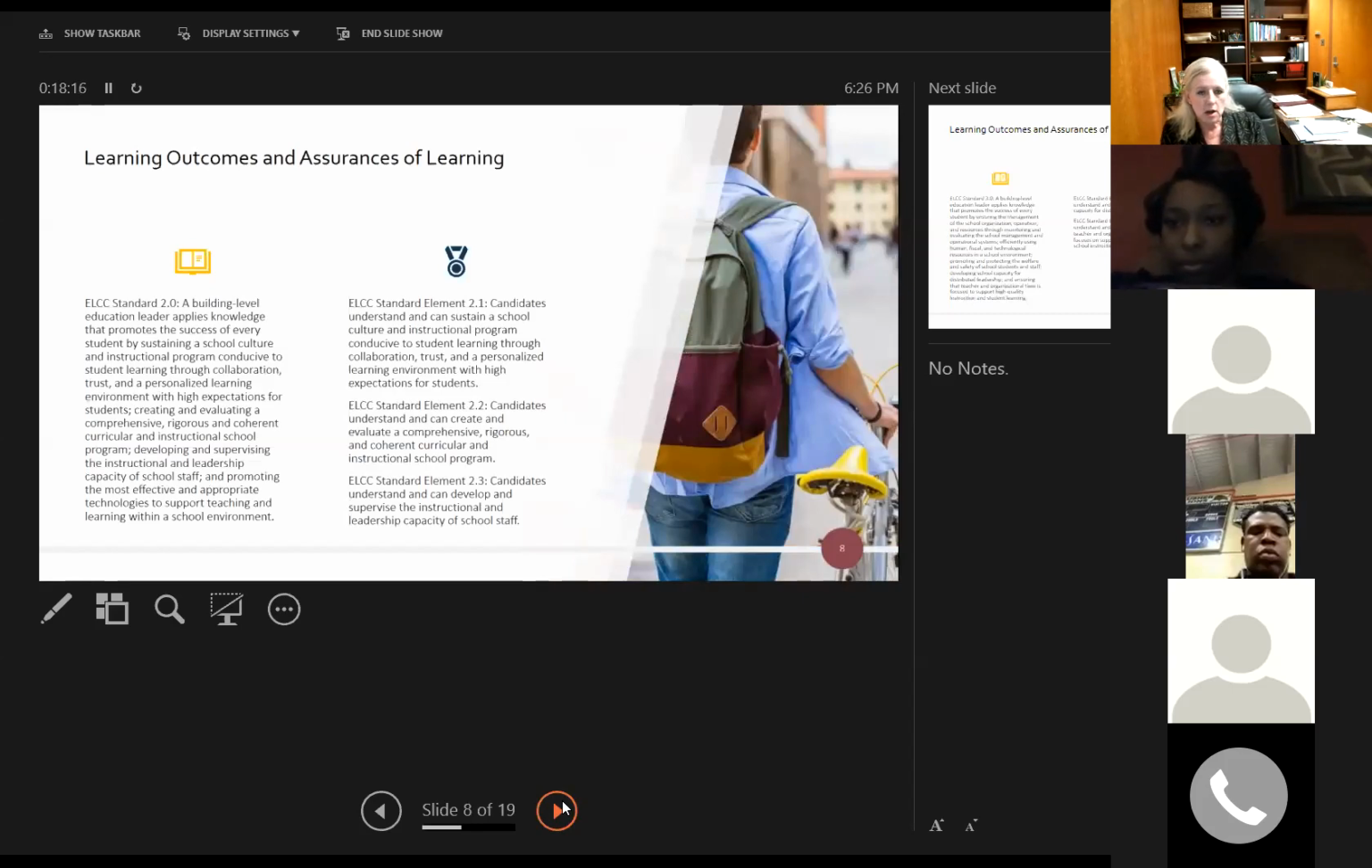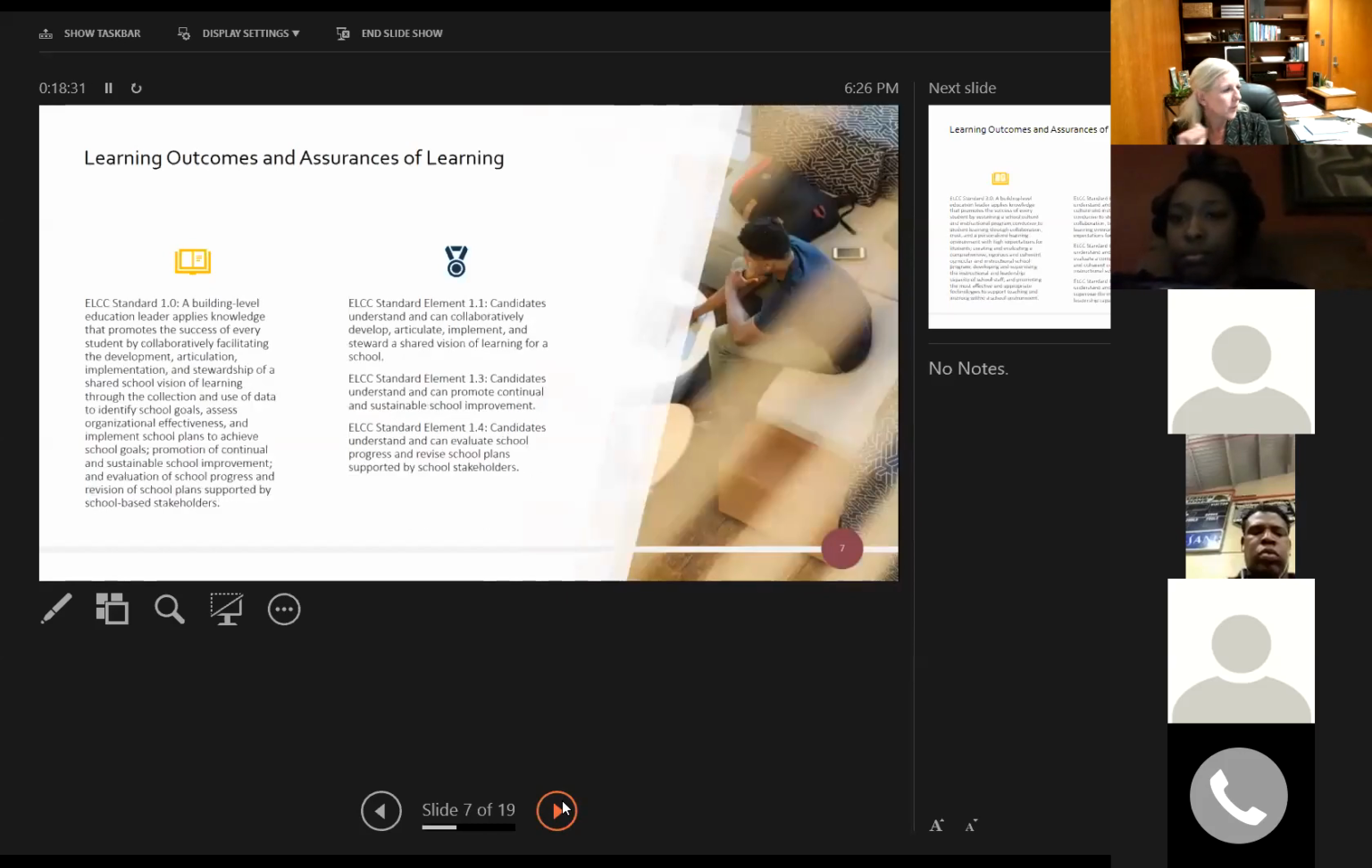We also are going to talk about and learn about culture within our schools and how to create that comprehensive, rigorous, coherent curriculum and instruction program, as well as supervise and develop leadership amongst our peers. We're going to talk about how we make sure every student is successful by using data and goal setting. We're also going to talk about how to sustain school improvement, because this is a big thing.